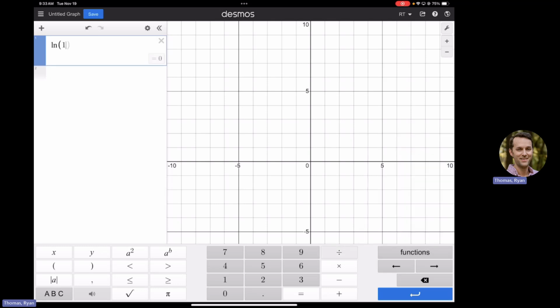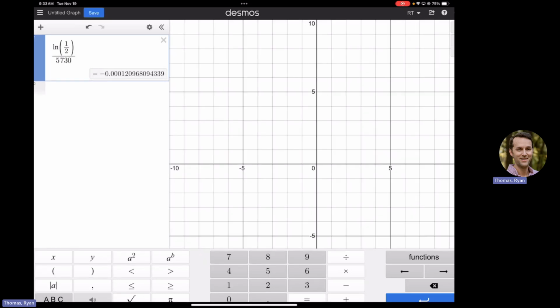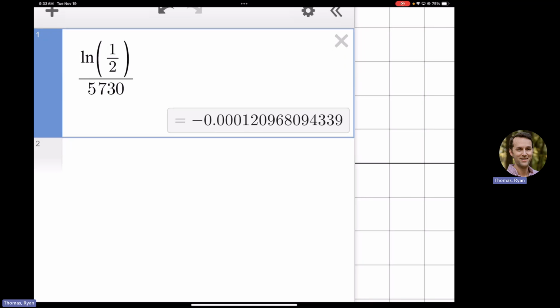Okay, log of 1/2 divided by 5730, is that right? Yeah. Okay, so if your calculator gave you, somebody read me what you had. -1.2096809. Okay. And then at the end, E, -4. Okay, this is scientific notation.